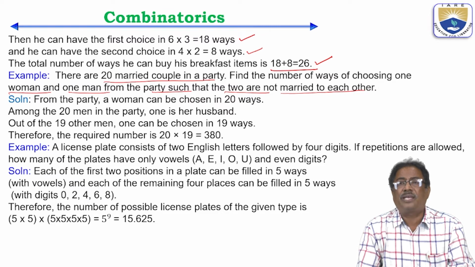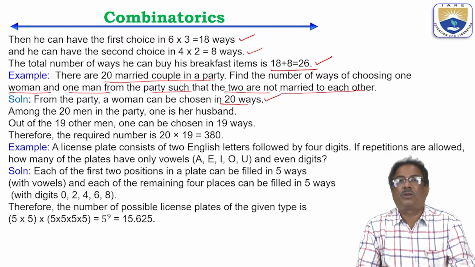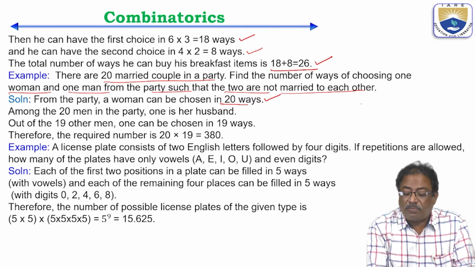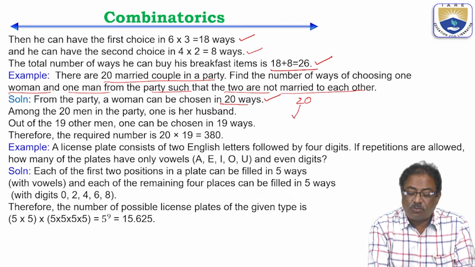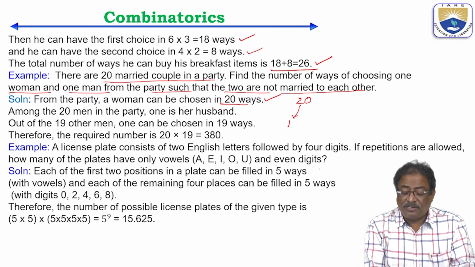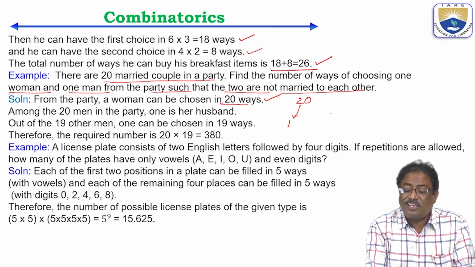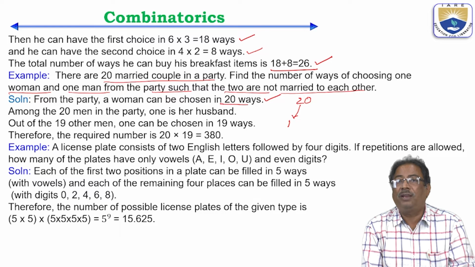Now we have to select a woman and a man. Let us first consider selecting a woman: there are 20 ways. Once we select a woman, there will be 20 men, but among the 20 women, whichever woman I select has her husband. So other than her husband, I have to select 19 men.